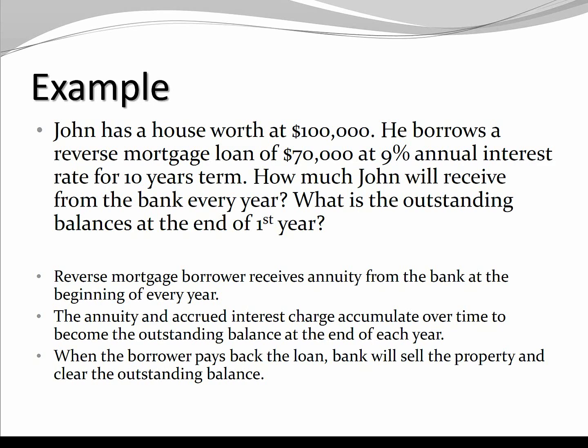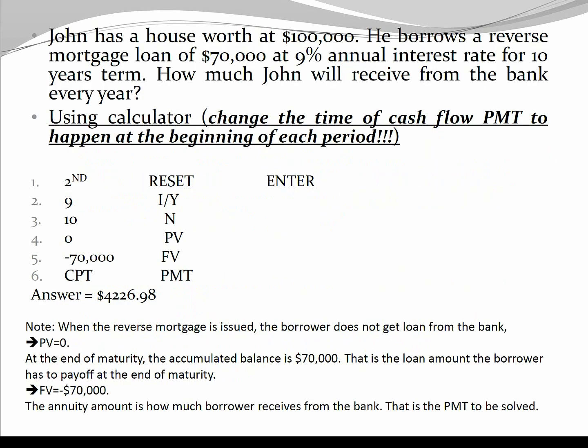As we said earlier, a reverse mortgage borrower receives an annuity from the bank at the beginning of every year. So this annuity and accrued interest charge will accumulate over time to become the outstanding balance at the end of each year. When the borrower pays back the loan, the bank will sell the property and clear the outstanding balance. So we will use a financial calculator to calculate the annuity the bank will give to the borrower at the beginning of every year.